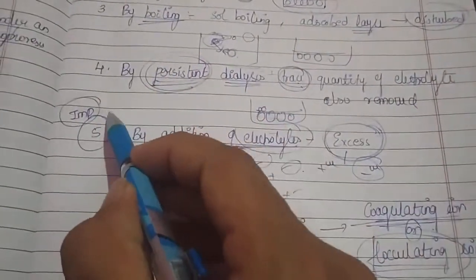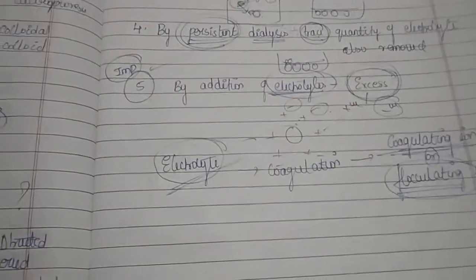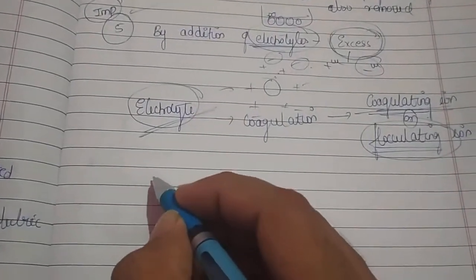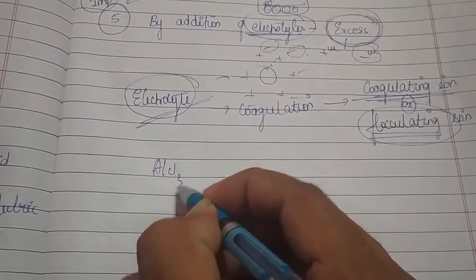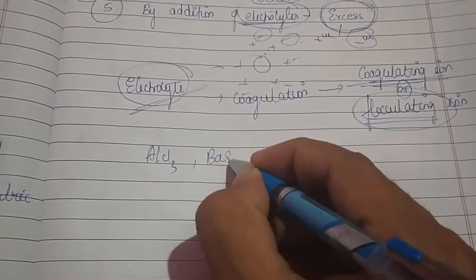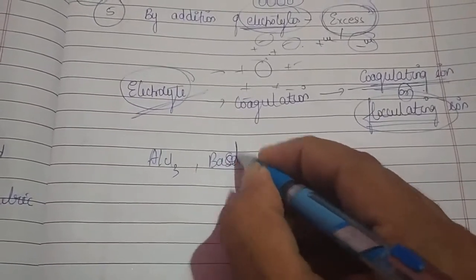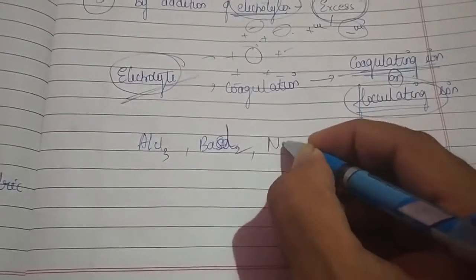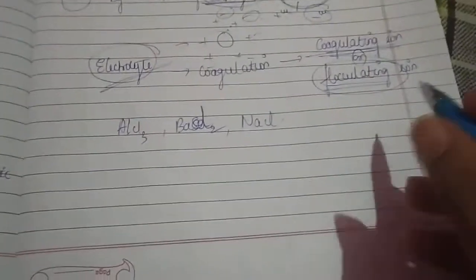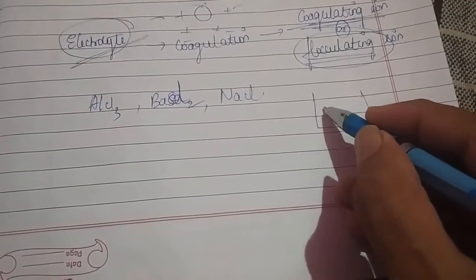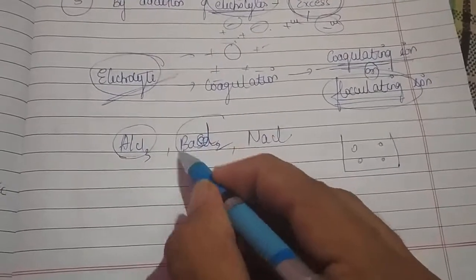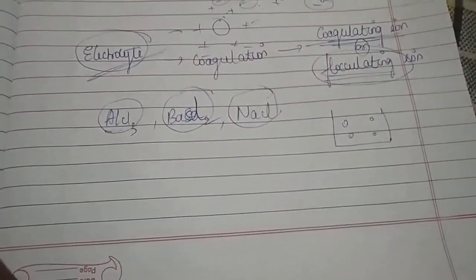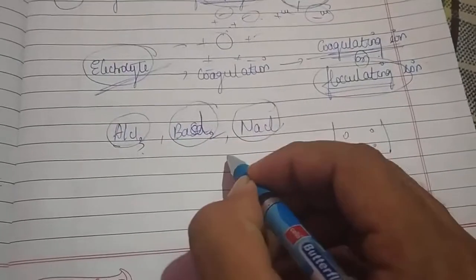Why did I mention it is important? Because we are going to see in our next video, in case you have three electrolytes, say aluminium trichloride, barium chloride, and sodium chloride, and now you have been given colloidal particles. Of course all three are electrolytes, but now the question arises: which electrolyte can cause the coagulation at a faster rate?